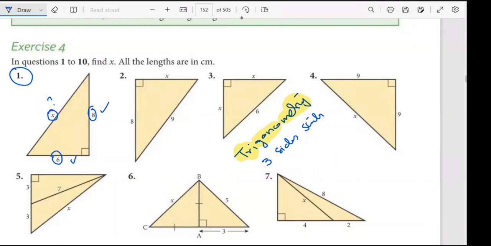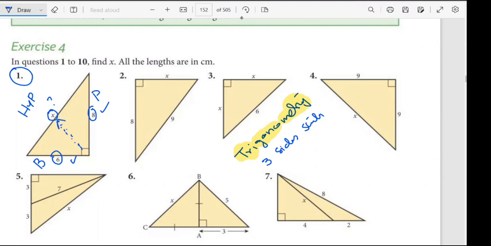The most important thing is the side which is opposite to the right angle. Whichever side is in front of the right angle, this is called the hypotenuse. The side opposite to the right angle is called hypotenuse. And the other two sides you can call perpendicular and base. But if you exchange the names of perpendicular and base with each other, there will be no issue, no problem.